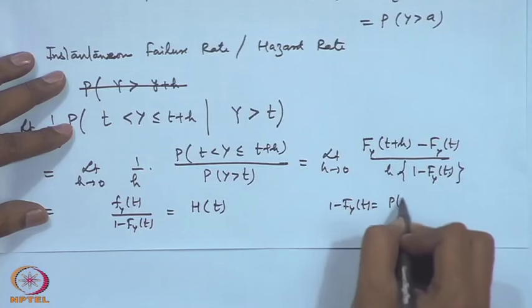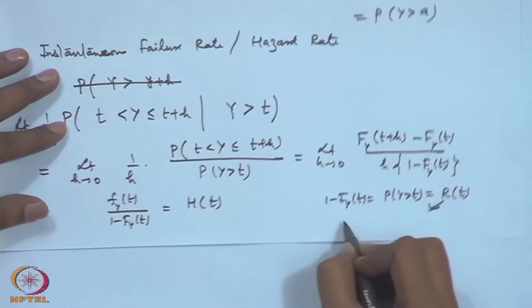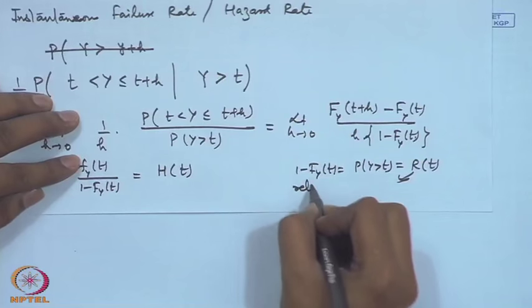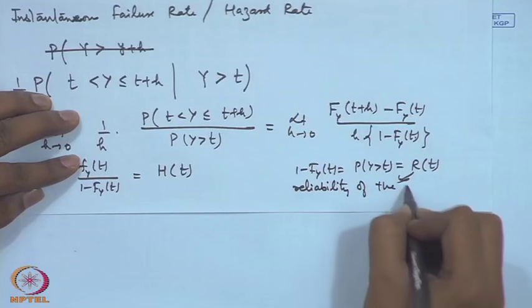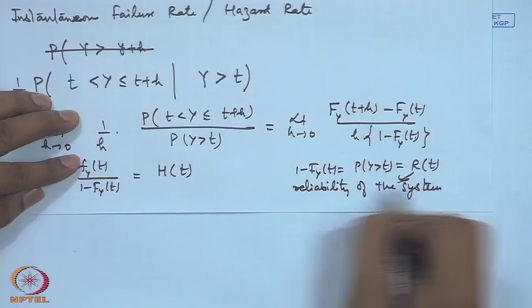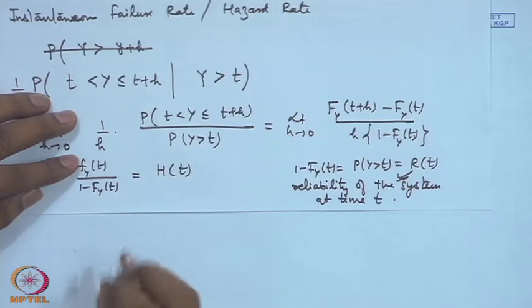Now, this quantity 1 minus F(t), that is the probability of Y greater than t, is also called the reliability of the system at time t. That means, what is the probability that the system is functional at a given time? So, this is called reliability.